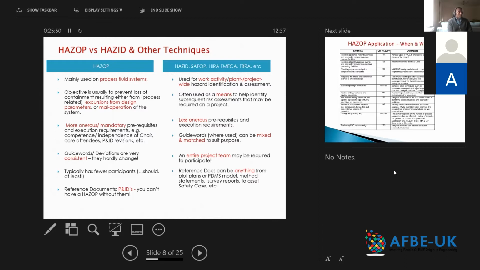So the last bit there on the HAZOP is the reference documents, the P&IDs. You can't have a HAZOP without them. I don't know of a HAZOP that you can do without P&IDs. But for the other risk assessments, the reference documents can be anything from plot plans, PDMS model, method statements, survey reports, asset safety. You can use just about anything that's available and amenable. Cause and effect charts and everything you can use to do those risk assessments, just as you require.